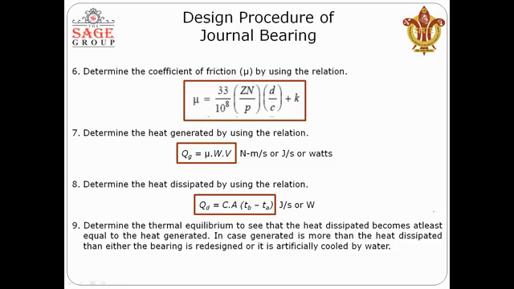Now next we will determine the heat generated by using the relation Qg is equal to mu W V. It is given in Newton per meter square or joule per second, or we can say watt. Qg is the heat generated inside the bearing whenever the bearing rotates. The oil also rotates throughout the bearing, so it gets heated. Because of this, there is heat generation. So we have to check how much heat is generated. Fine. So heat generation can be identified by Qg is equal to mu W V.